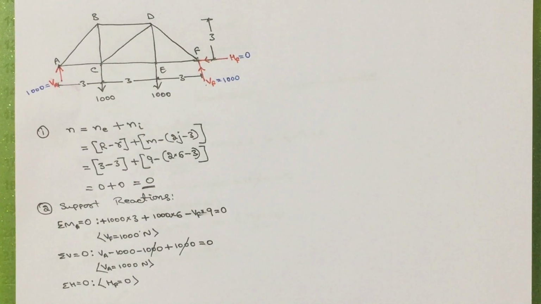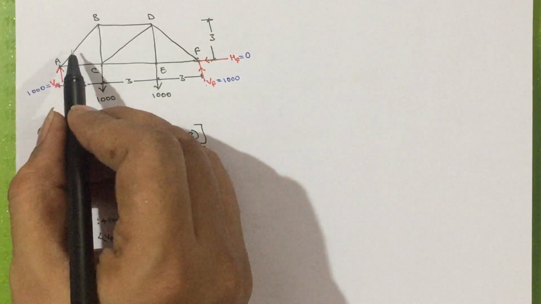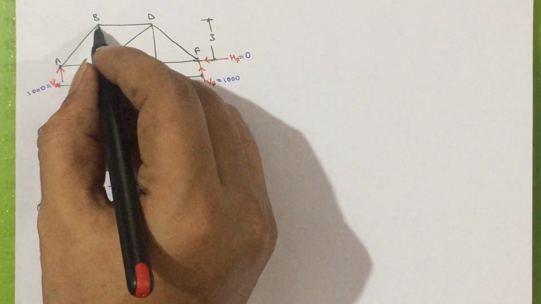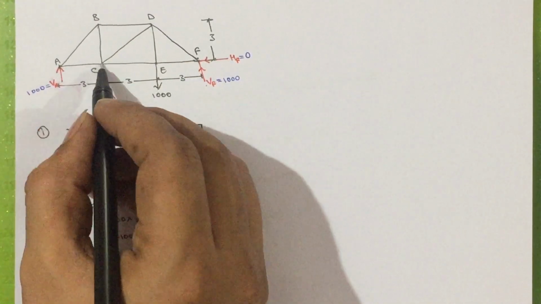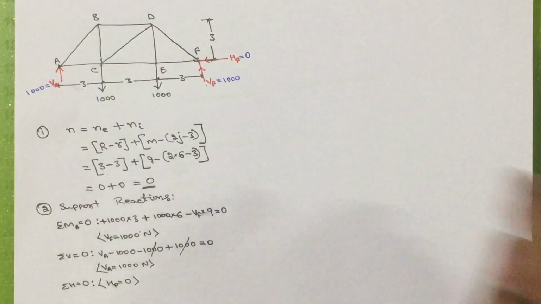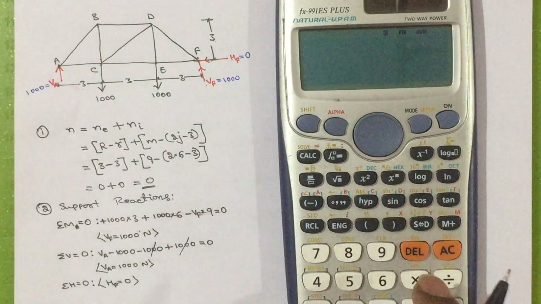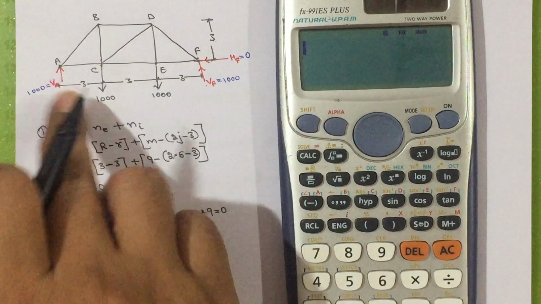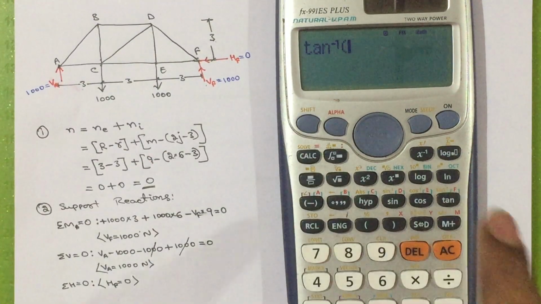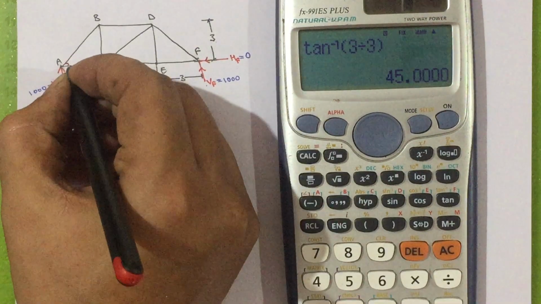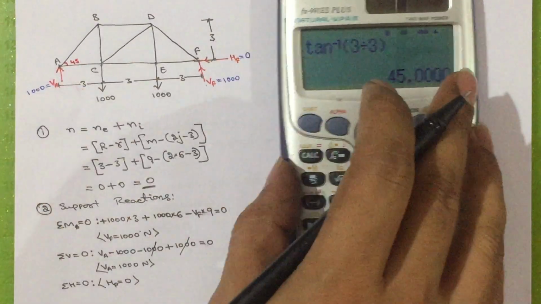Okay, before going to that, let us calculate the angle first. Here, we need the angle for the inclined members. Here in this right angle triangle, the horizontal portion is 3, vertical portion is 3. Therefore, tan theta is equal to opposite by adjacent, or theta is equal to tan inverse of 3 divided by 3, you are going to get it as 45. So, it is 45 degree.